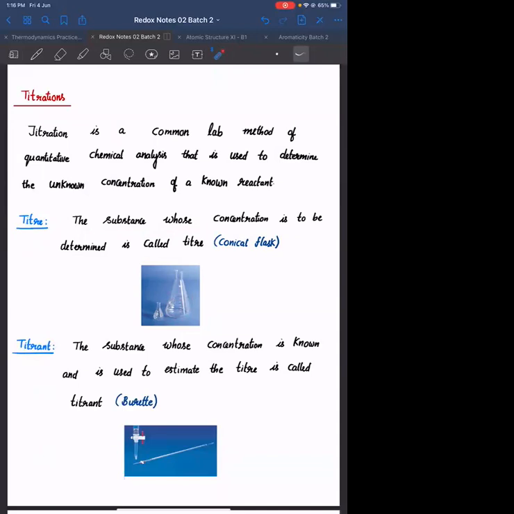इस conical flask के अंदर we will be taking some volume of it. This is conical flask. Titrant मतलब the substance whose concentration is known, and this is used to determine the concentration of this substance. Titer का concentration find करने के लिए the thing which we use is called as titrant. Okay, titrant we will be taking this in burette. This is called as burette.